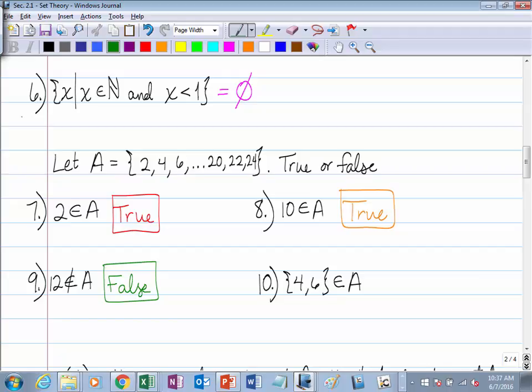And then number 10 says the set containing 4 and 6 is an element of A. That's false. Okay, because the elements, 2 is an element, 4 is an element, 6 is an element, 8 is an element, but a set that contains 4 and 6 is not an element of A. Now, it is what we call a subset, and we'll talk about subsets here in a little bit. So if they said that this set containing 4 and 6 is a subset of A, that would be true, but it's not an element.